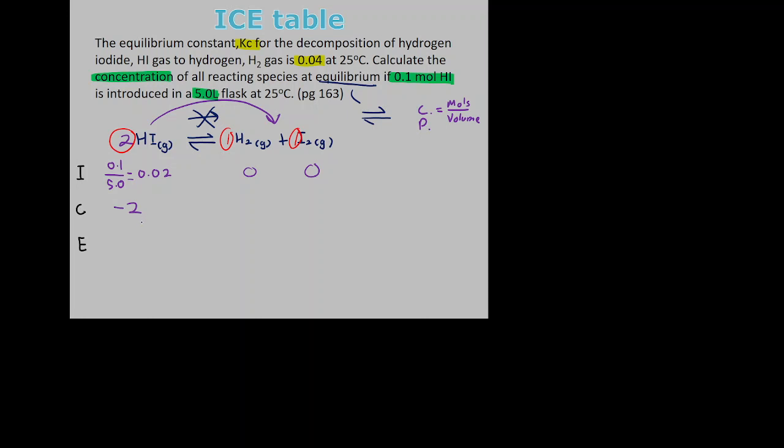Okay. So we know it decreases by 2, and this will increase by 1 and this one also increases by 1, because of the stoichiometric coefficient. But this one does not really mean anything, because we need to denote an unknown so that we can find the concentration.